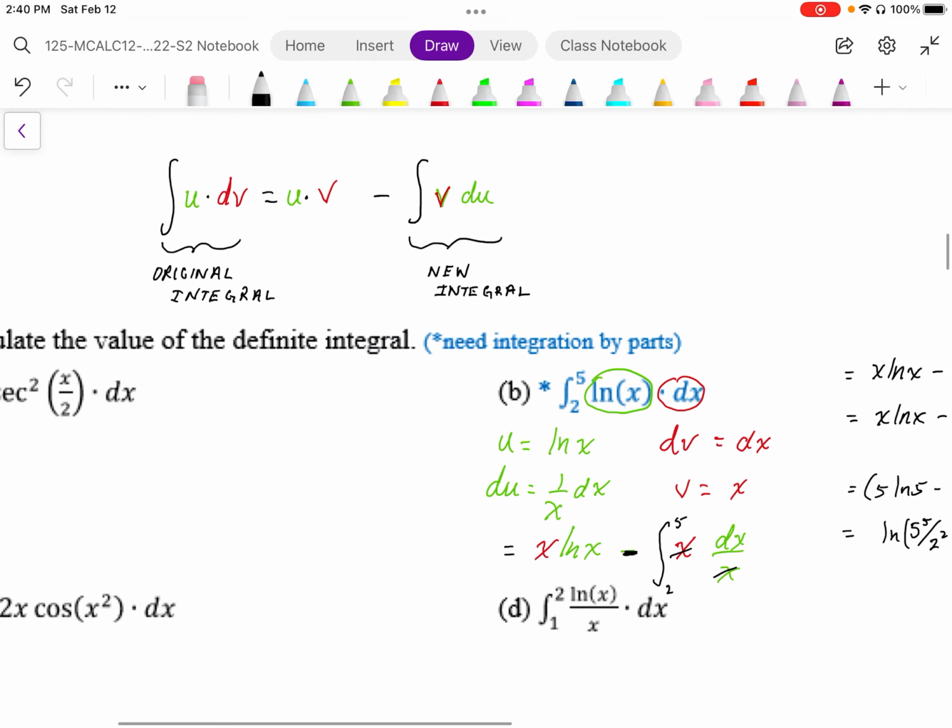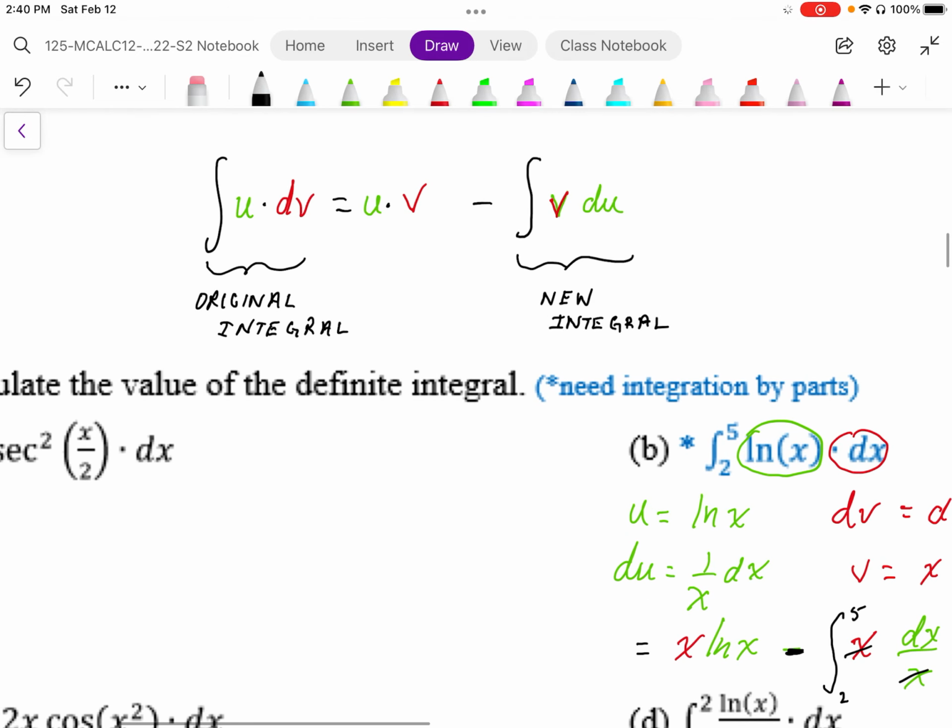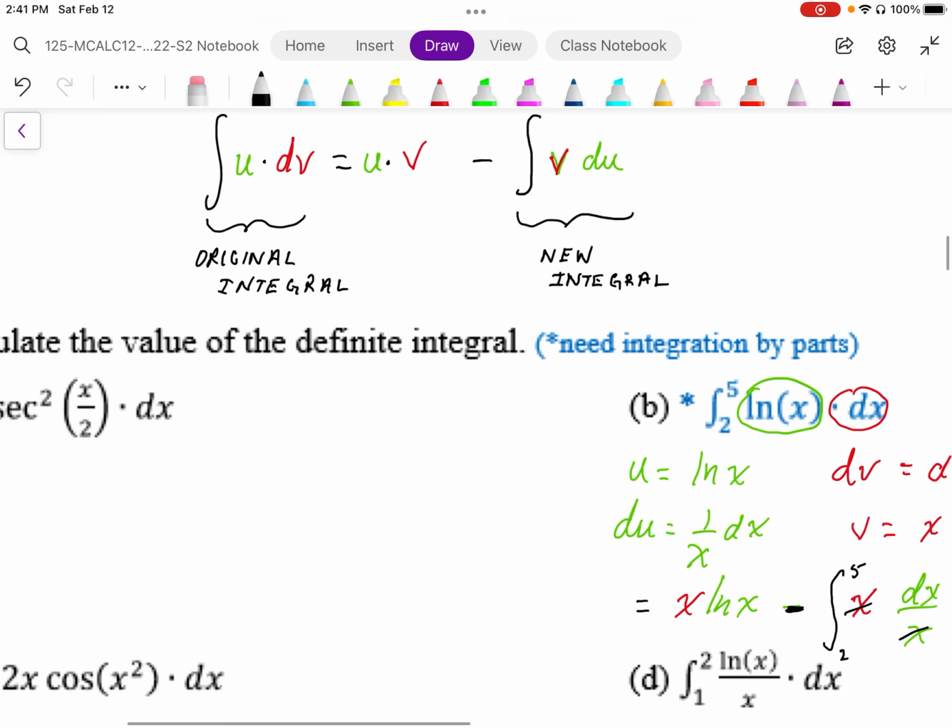So again, we're using that formula. We're just starting with an original integral that we can't integrate, and we're generating a new integral using parts. And hopefully we can integrate that new integral.